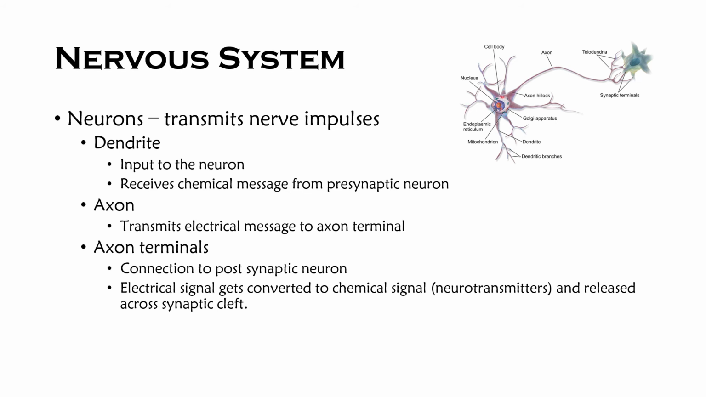At the axon terminals, that's where the synaptic cleft is located, and that is basically the connection between the pre- and postsynaptic neuron, right? And if you think about it, the presynaptic neuron is right above the synaptic cleft, and post is below the synaptic cleft, excuse me. So the electrical signal gets converted into neurotransmitters or a chemical signal at the axon terminals, and then those neurotransmitters are released across the synaptic cleft.